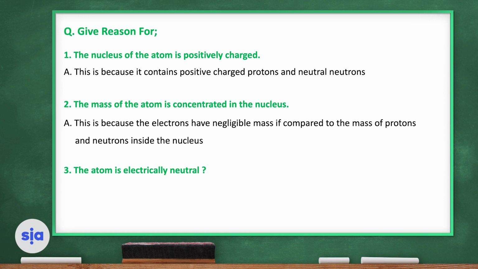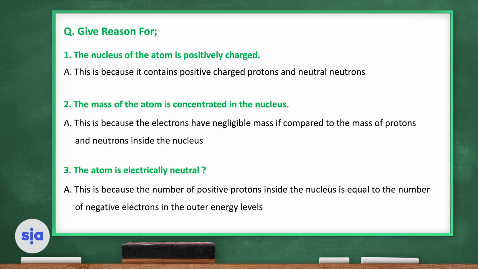The atom is electrically neutral. This is because the number of the positive protons inside the nucleus is equal to the number of the negative electrons in the outer energy levels. So we have electrical balance between the nucleus and the outer orbits.